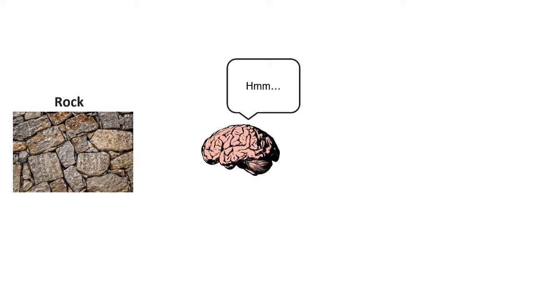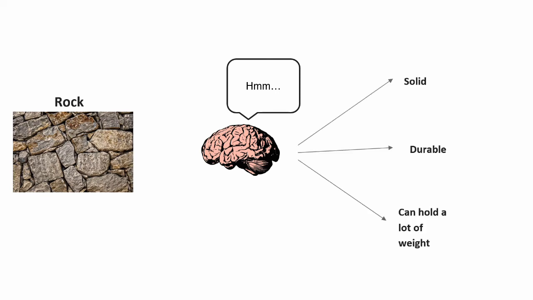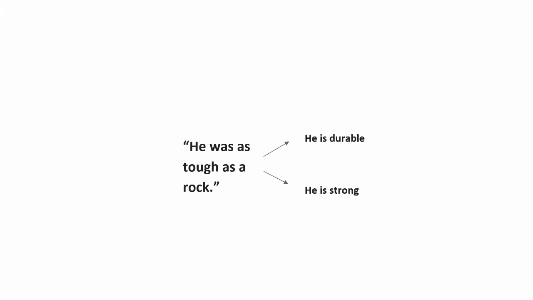For example, think of the word rock. When we think of rock, our brain thinks about what we associate with this word. Probably, most people will associate rock with being solid, durable and resilient. So if we use the word rock to describe a person, like in this simile here, he was as tough as a rock, then it carries over those word associations and we consider this man to be durable and strong. This is just a very simple example, but explaining these associations is the foundation of how we interpret meaning in English literature.